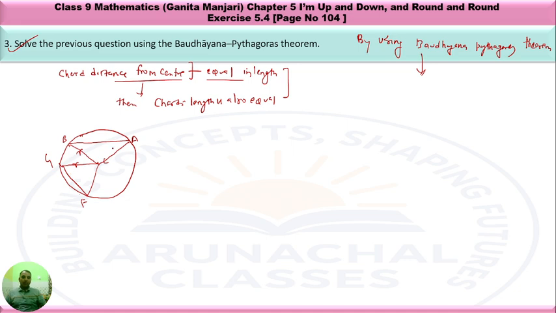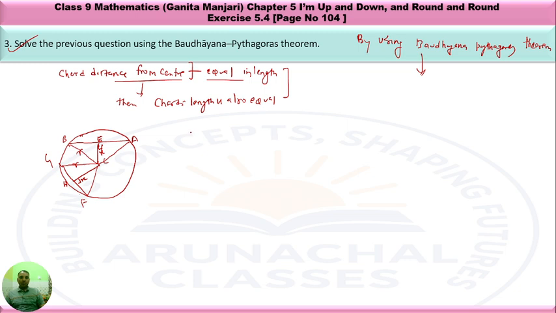CB is the radius of circle and GC is the radius of circle. I am considering this chord distance from the center as x in both the triangles, and E is the midpoint of AB and H is the midpoint of GF. Here it is a perpendicular bisector making an angle of 90 degrees.